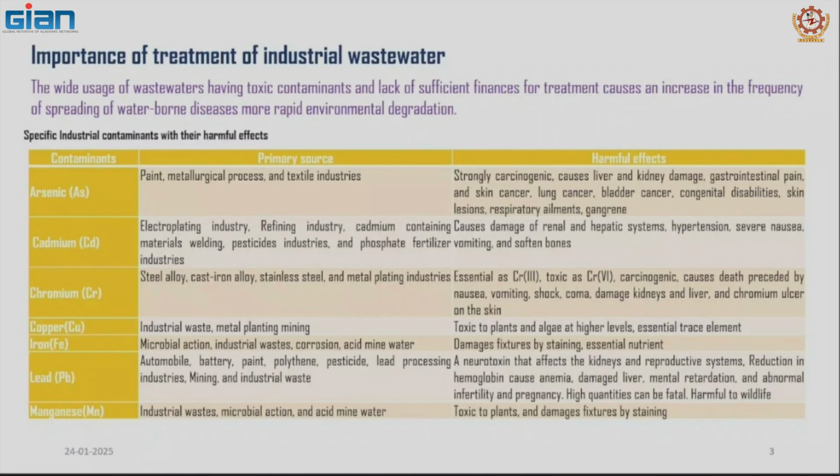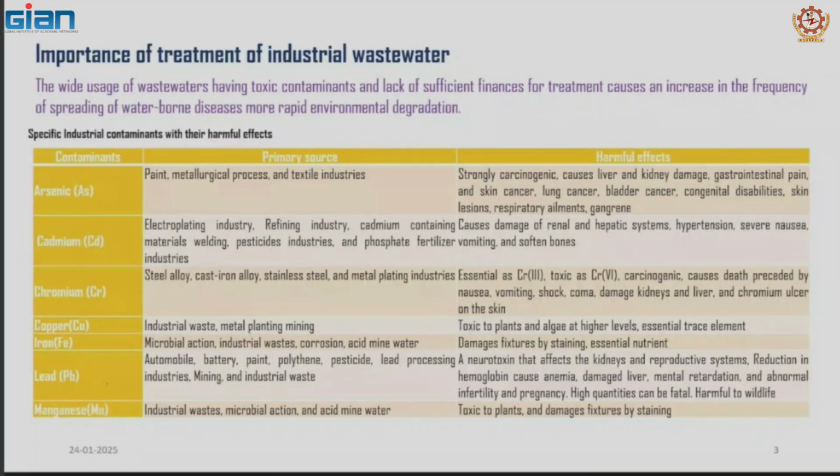The table here shows the different types of contaminants. Mainly the heavy metals are listed here: arsenic, cadmium, chromium, copper, iron, lead and manganese. Few of them are the heavy metals. Iron and manganese are not basically heavy metals, but the others are heavy metals, and they have a harmful effect on human health.